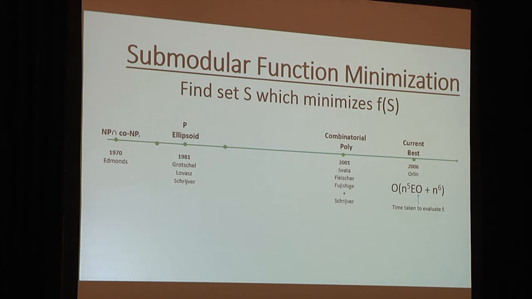So this was known since the 80s. The first proof of this was established via the ellipsoid method, but it took around 2 decades to come up with a true combinatorial polynomial time algorithm. And the current best running time is due to Jim Orlin, and it's n to the 6, if you assume that the evaluation oracle is unit time. So today I'm not going to talk about any of these algorithms.